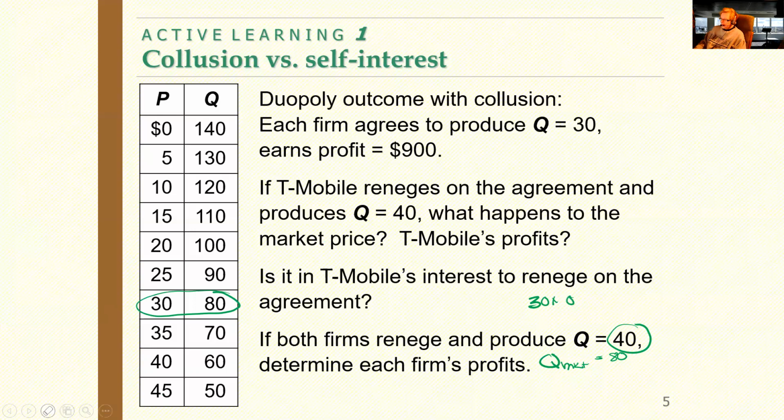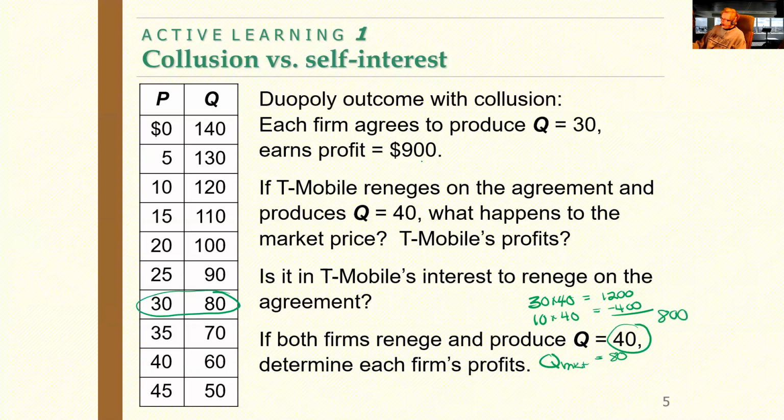Okay, there we go. 30 times 40, which equals 1,200. Total cost is just marginal cost, $10 times 40, and that's 400. If we subtract the two, we end up with 800.